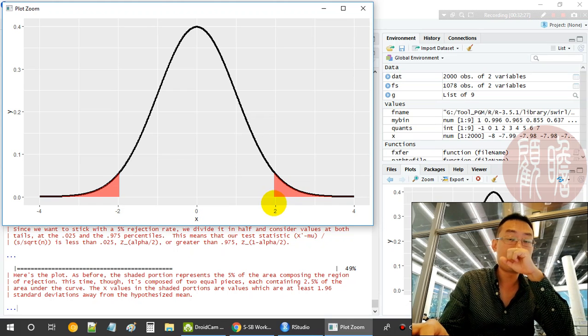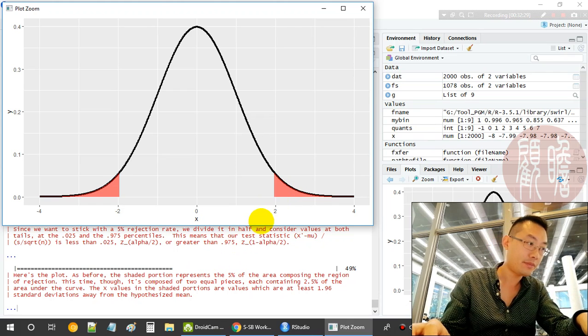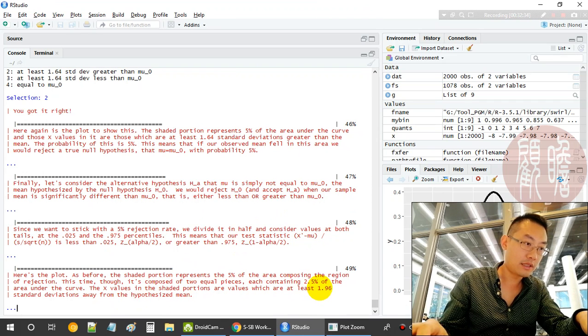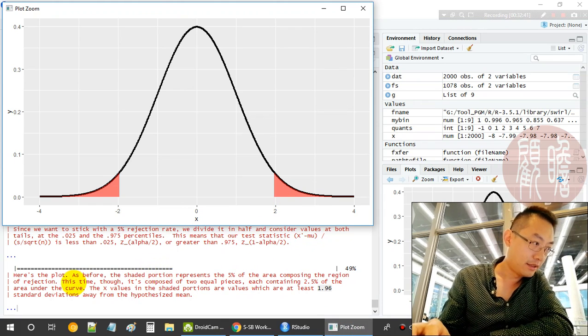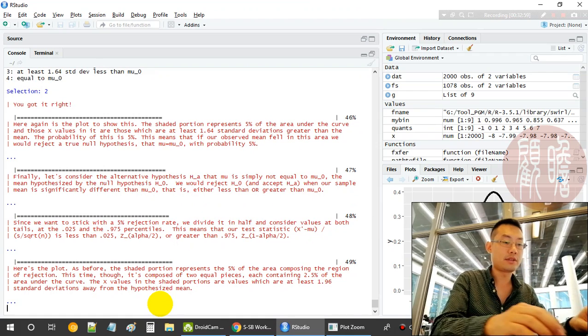So on one side it's 0.025, and the cutoff is near 2. This is called 1.96. This is the 1.96 area. So this time, though it is composed of two equal pieces, each containing 2.5% of the probability under the curve, the x values in the shaded portion are values that are at least 1.96 standard deviations away from the mean.